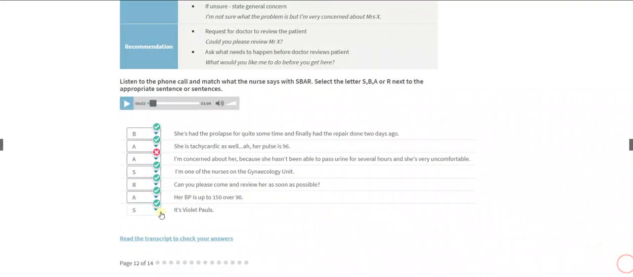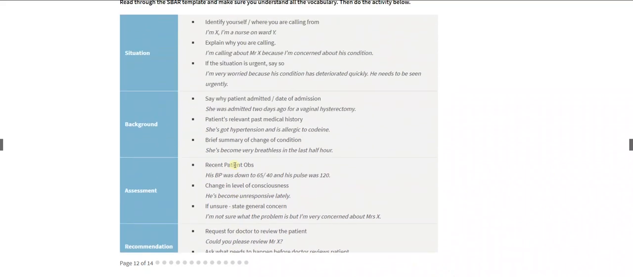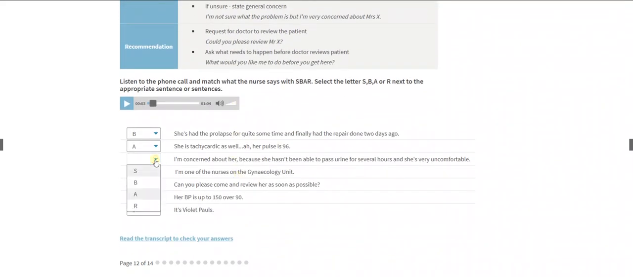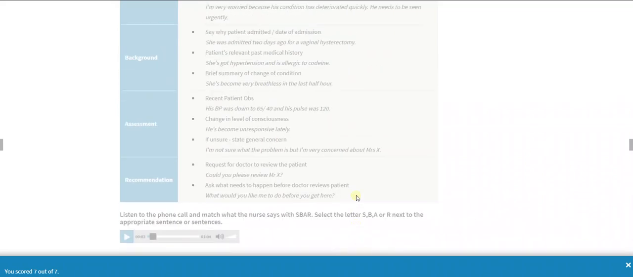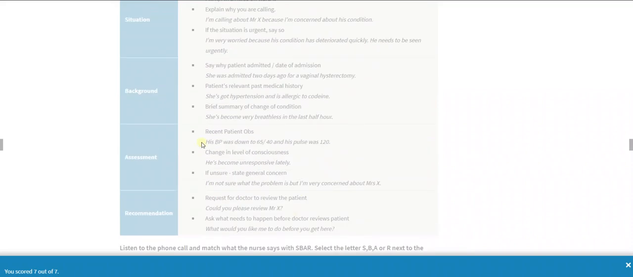Okay. Then which one? It is not situation, it is background. Yes, sure, background, because in the past I already said she hasn't been able to pass urine for several hours and she is very uncomfortable, that is the condition. I thought this is situation, but it comes under background. Okay, so I am concerned about her because she hasn't been able to pass urine. Here we can review one second, what about this background?